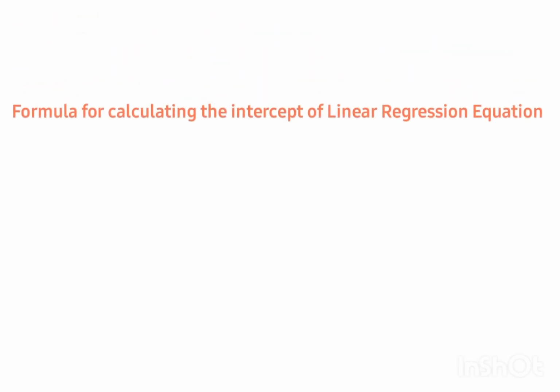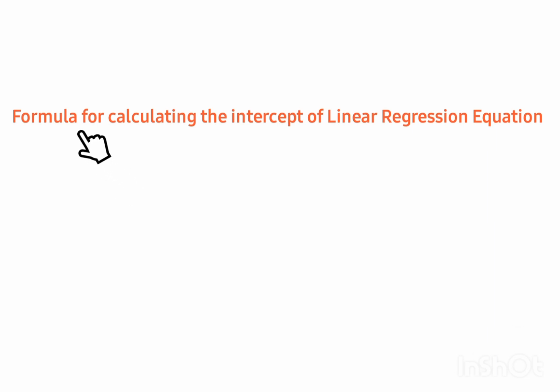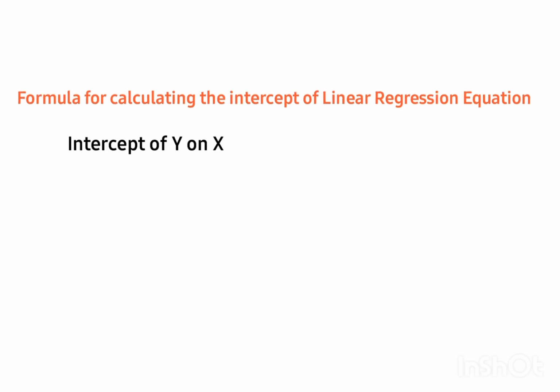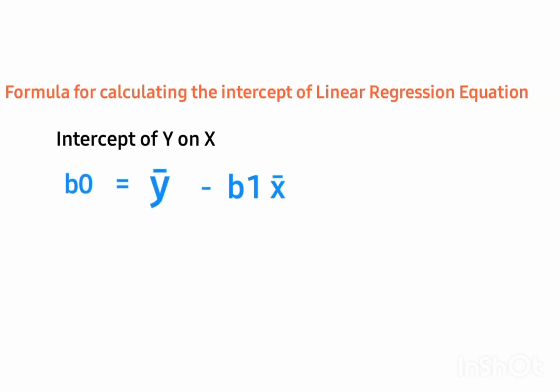And now let's take a look at the formula for calculating the intercept of linear regression equation. Let's consider the intercept of y on x. The intercept, denoted with b0, equals mean y minus b1 times mean x. Of course, b1 here means the slope.